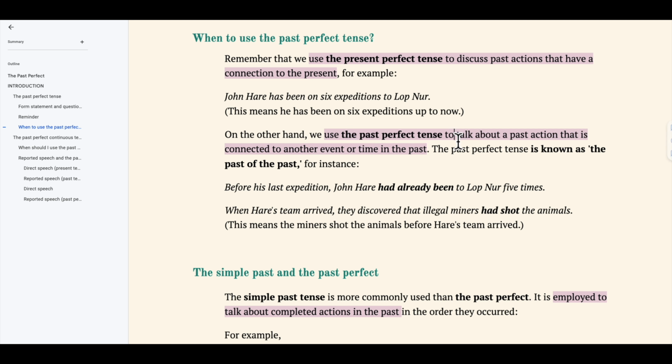However, when we want to discuss a past action that is connected to another event or time in the past, we use the past perfect tense. It's like looking at the past of the past. For example, before his last expedition, John Hare had already been to Lop Nur 5 times. And take this situation. When Hare's team arrived, they discovered that illegal miners had shot the animals. Here, the past perfect tense tells us that the miners shot the animals before Hare's team arrived.